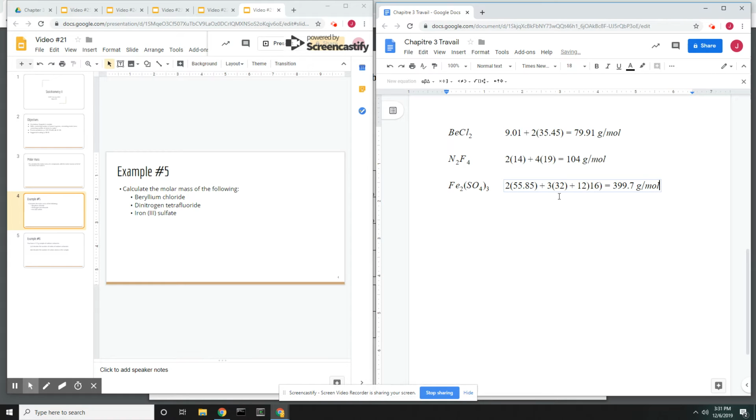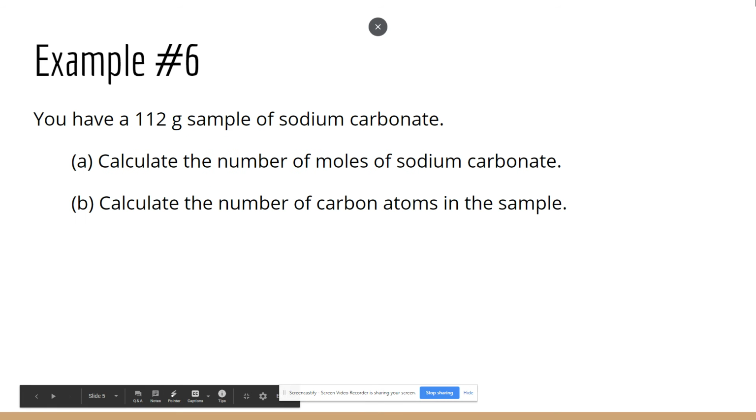And then if any of you didn't already figure it out, where that 3 and that 12 came from, I just distributed out the 3 that was outside of the parentheses. So it's really Fe2S3O12. Pause here.